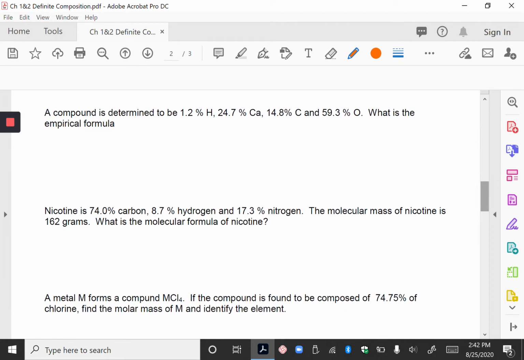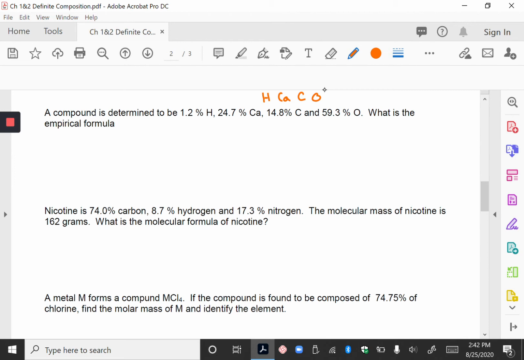It says a compound is determined to be 1.2% hydrogen, 24.7% calcium, and 14.8% carbon, and then 59.3% oxygen. We want to know what is the empirical formula. So remember that if we're asked for the empirical formula, I have some hydrogen, I have some calcium, some carbon, and I have some oxygen.